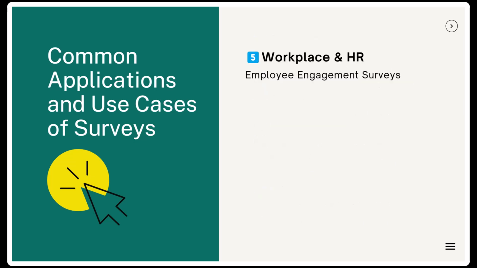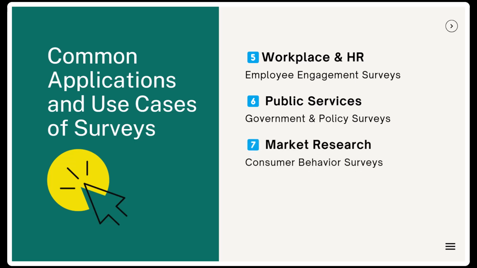Number 5, workplace and human resource, where companies conduct surveys to understand employee satisfaction, workplace culture, and areas for improvement. And number 6, public services, where governments conduct population censuses and public opinion polls, and the purpose of this is to shape policies and allocate resources more effectively. And last but not least, market research, where businesses conduct surveys to understand customer needs, market trends, and product preferences before launching new products.